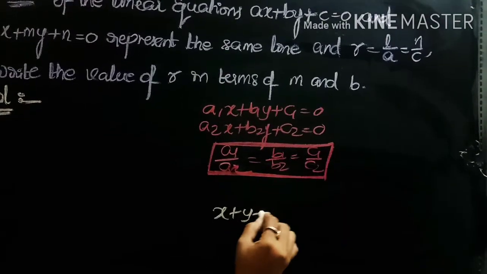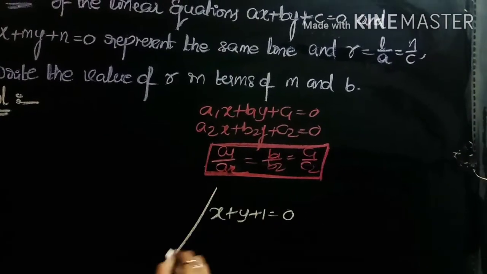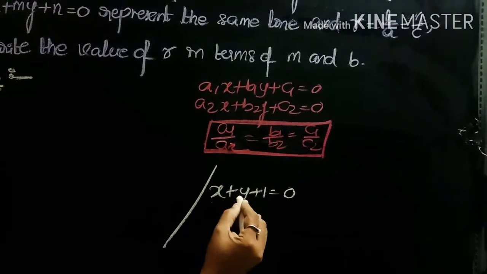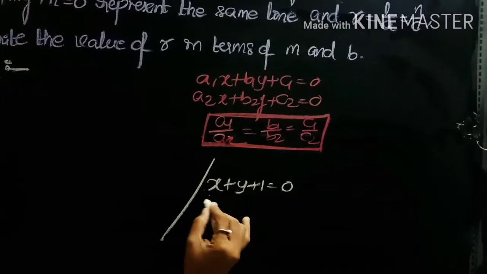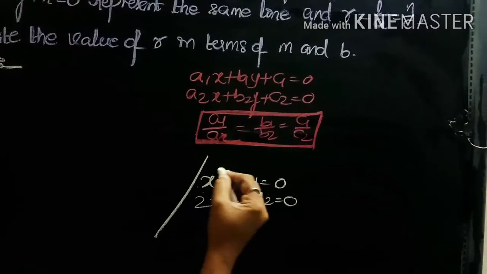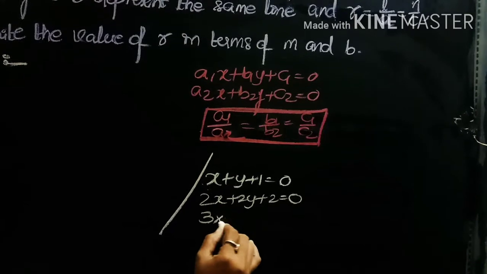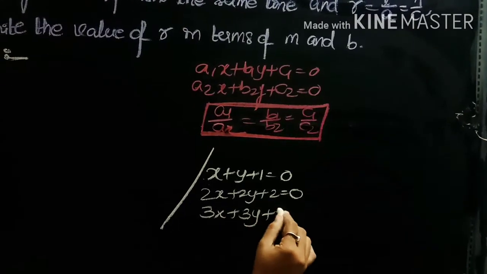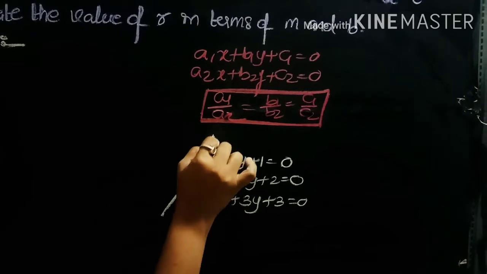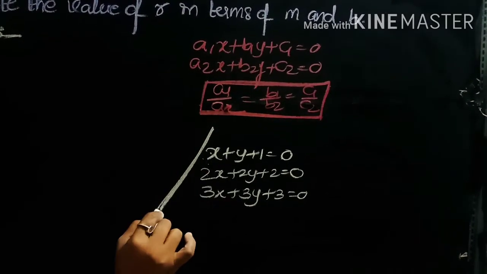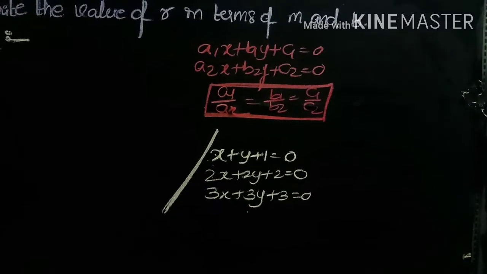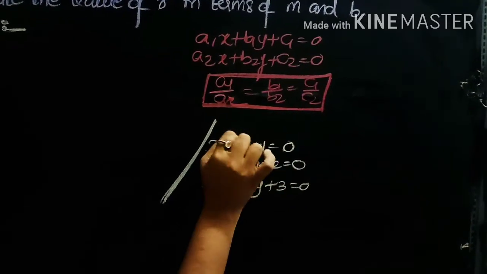For example, if we have one line whose equation is x plus y plus 1 is equal to 0. When I multiply this equation by 2, what do we get? 2x plus 2y plus 2 equal to 0. Similarly, I multiply this equation by the number 3, then we get the equation 3x plus 3y plus 3 is equal to 0. These three equations represent the same line. Here we have only one line. That means we can express any line in an infinite number of equations. That is, we can multiply this equation with any number.